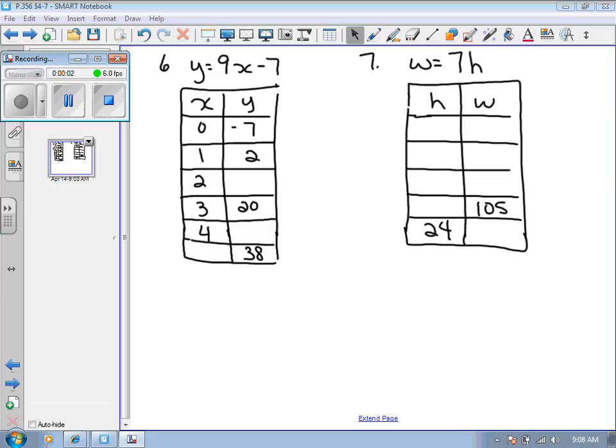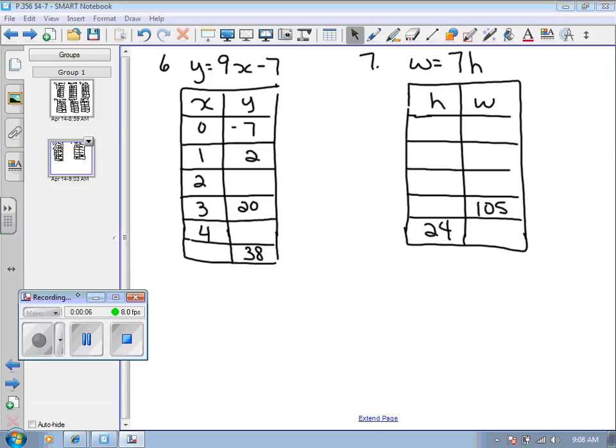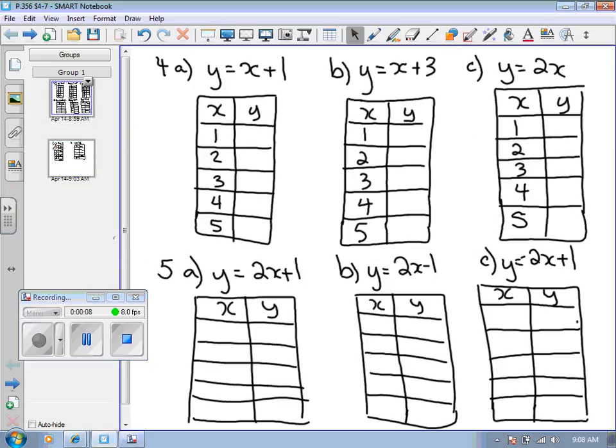Okay, we started working with tables of values. I assigned questions 4 through 7. You need to pay attention while we go through these.